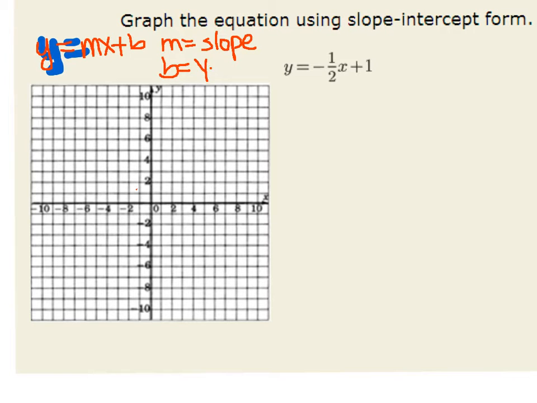So when we translate that to this equation, we have m equaling -1/2, so that's our slope, and b equaling 1. And that's our y-intercept. So we can go ahead and plot this point right away. We know that when x equals 0, y equals 1.